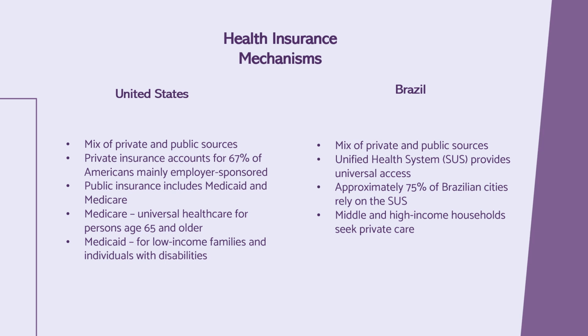Brazil is also a mix of private and public sources. They have a unified health system called the SUS, which aims to provide universal access to all its people. Approximately 75% of Brazilian cities do rely on the SUS. However, middle and high-income households tend to seek private care at a much higher rate.